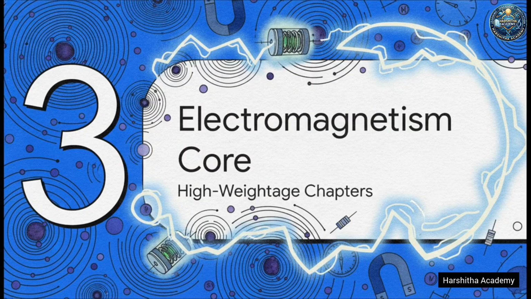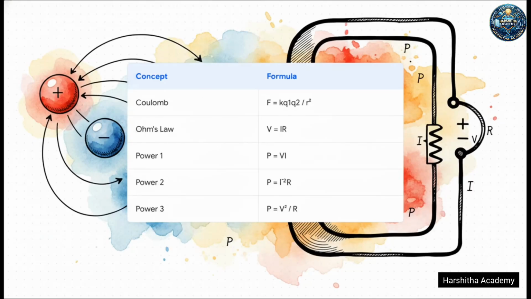All right, deep breath. We are into Section 3, the electromagnetism core. These are absolutely some of your highest weightage chapters. This block is super formula heavy, but that makes it highly scoring. You need Coulomb's law, Ohm's law, and your crucial electrical power variations, P equals VI, I squared R, and V squared over R. Oh, and take a mental snapshot of this basic visual rule too. Electric field lines always move from positive to negative charges.